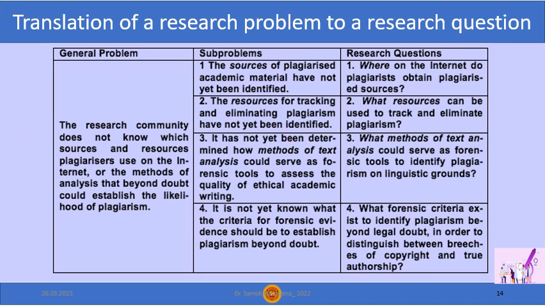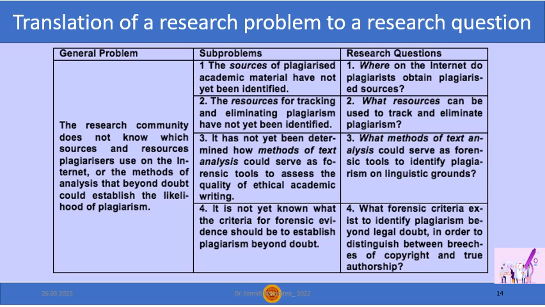So this slide gives you another example of a translation of a research problem to a research question. So let's say you have this general problem of the research community does not know which sources and resources plagiarists use on the internet or the methods of analysis that beyond doubt could establish the likelihood of plagiarism. So there can be sub-problems like the sources of plagiarized academic material have not yet been identified. The resources for tracking and eliminating plagiarism have not yet been identified.